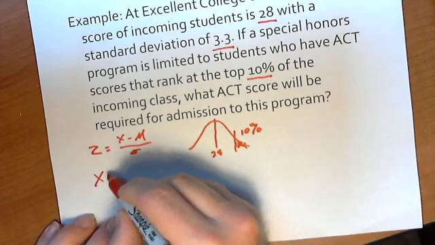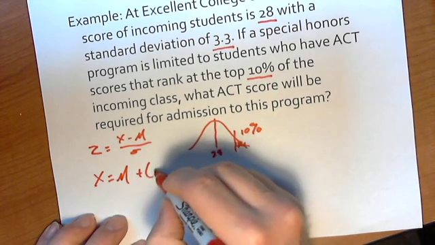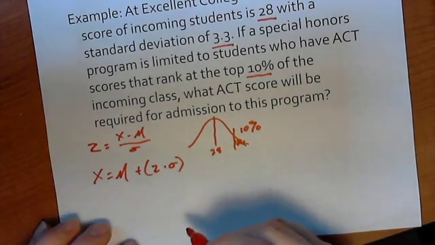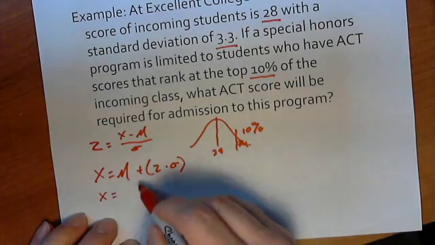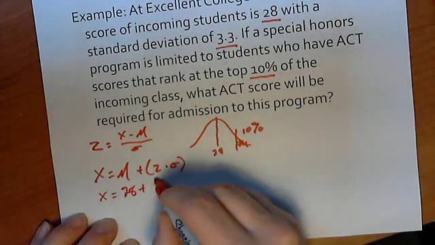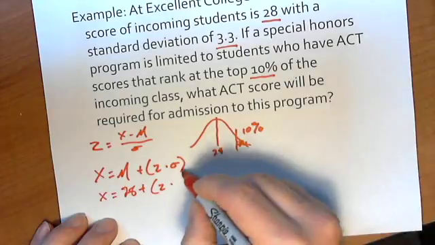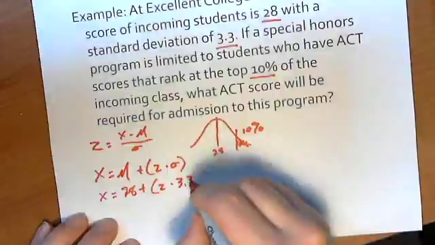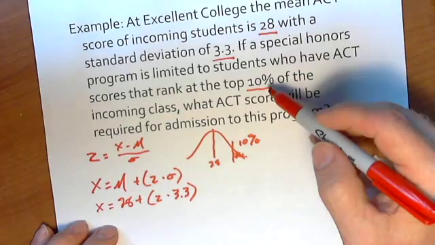What score would give us that? So we have to turn around the formula. We're solving for x now. So z times the standard deviation, plus the mean. Our mean is the 28 that we have there, and the z is what we've got to figure out, times the 3.3 for our standard deviation.